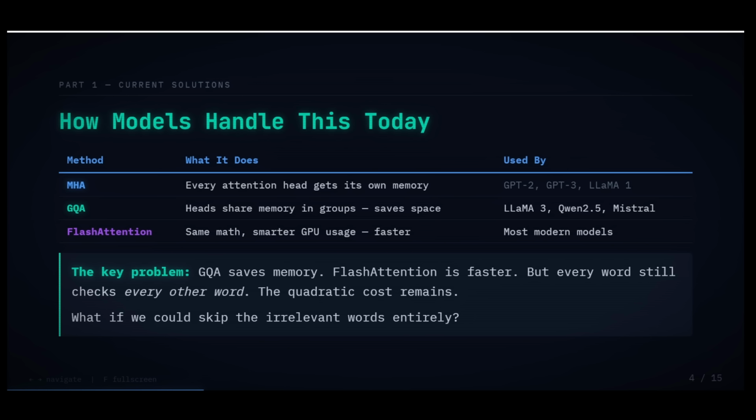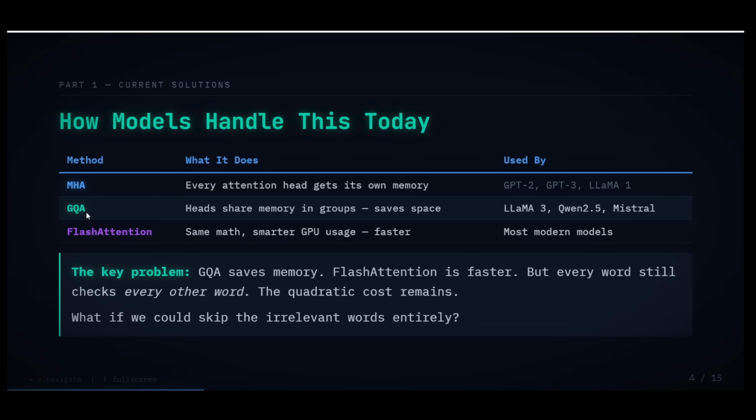There are a few approaches models use to deal with this, and the original version was MHA, multi-head attention. This is the original version used by GPT-2, GPT-3, Llama 1. Every attention head, and think of heads as parallel workers, each looking for different patterns, gets its own separate memory. This works well, but it uses a ton of memory, as you can imagine, because you're storing separate key and value vectors for every single head.